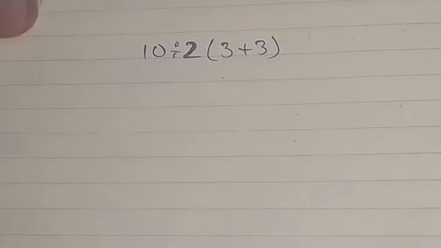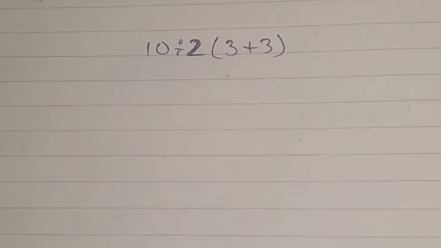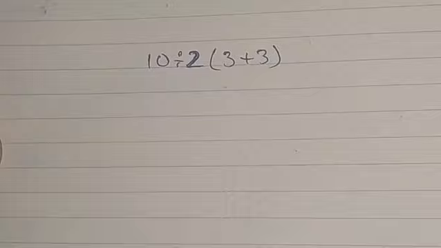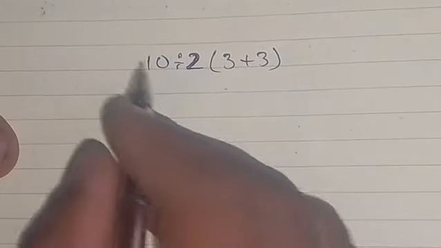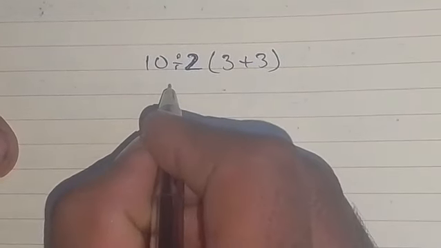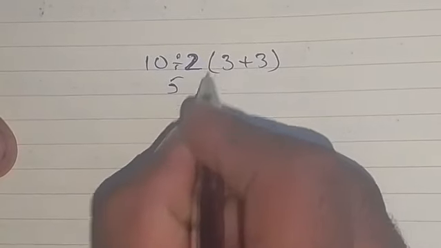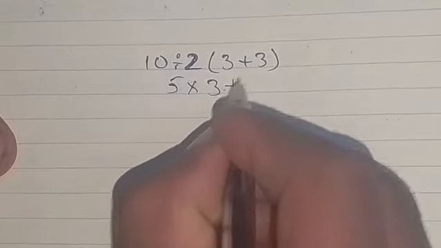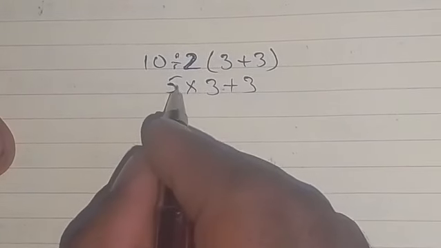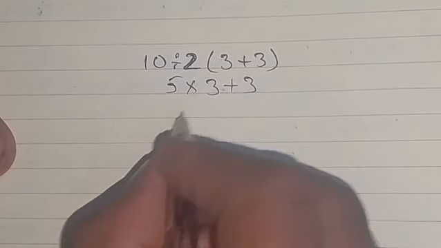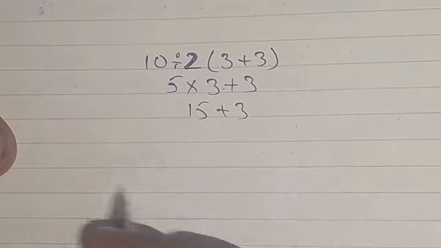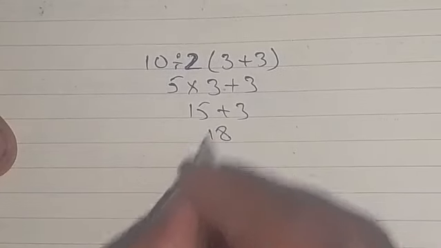Today we find the value of this fraction: 10 divided by 2 parenthesis 3 plus 3. If we solve directly, 10 divided by 2 gives us 5, and here multiplication and 3 plus 3, and 5 multiplied by 3 gives us 15 plus 3, and 15 plus 3 gives us 18.